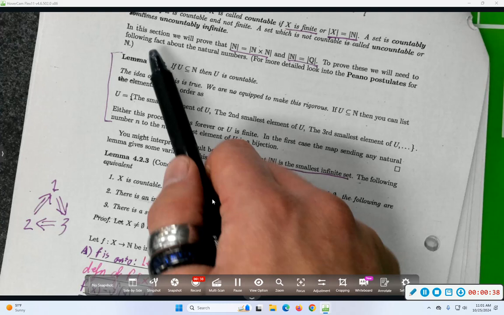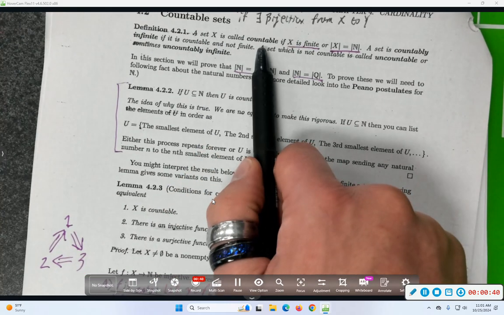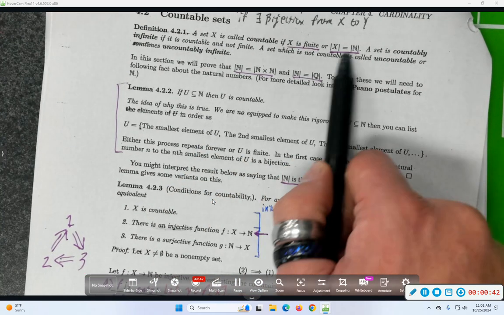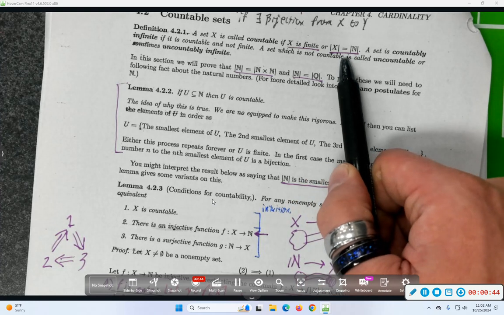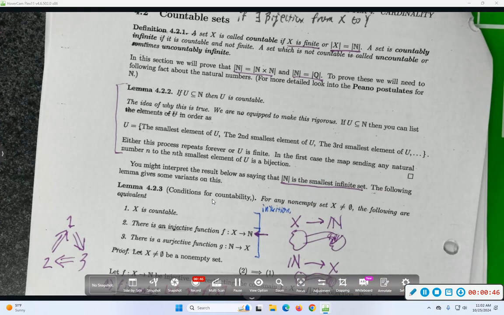Let's see, here's the countable sets section. A set X is called countable if either it's finite or it's in bijection with the naturals. So this is what it means to be countable. Just read the rest of that definition. What does it mean to be uncountable? It's just not countable. That's all. So there's the unsatisfying answer.